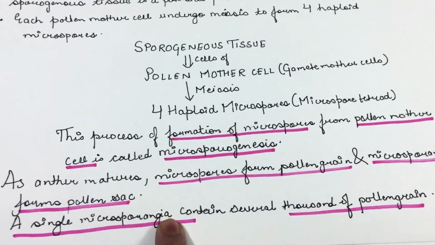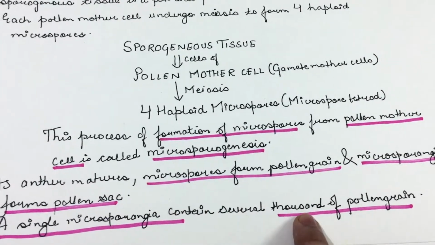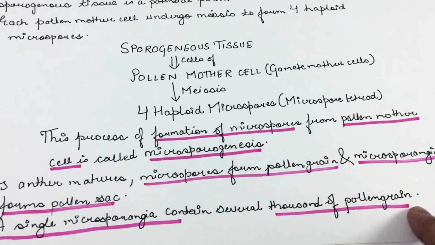So, a single microsporangium contains several thousand pollen grains.